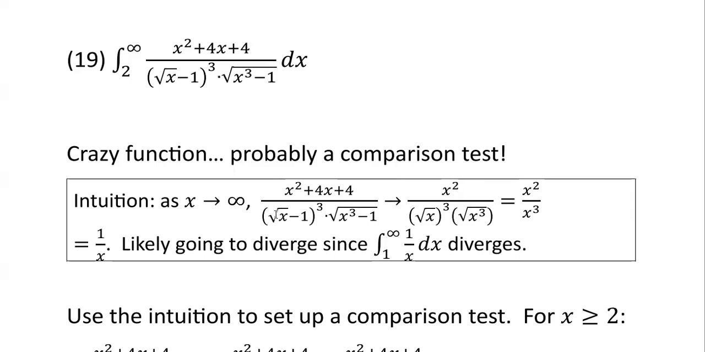Similarly, on the bottom, the square root of x would keep growing much faster than this constant of 1. So we just keep the square root of x, and don't forget the cubed. And similarly over here, the cube root will grow so much faster than this 1, so we keep just the cube root, but under the square root. We start simplifying. This would equal x squared over x cubed, which is 1 over x. So this function will behave very similarly to 1 over x as x approaches infinity. So it's likely going to diverge, because we know the integral from 1 to infinity, or 2 to infinity even, of 1 over x dx diverges.